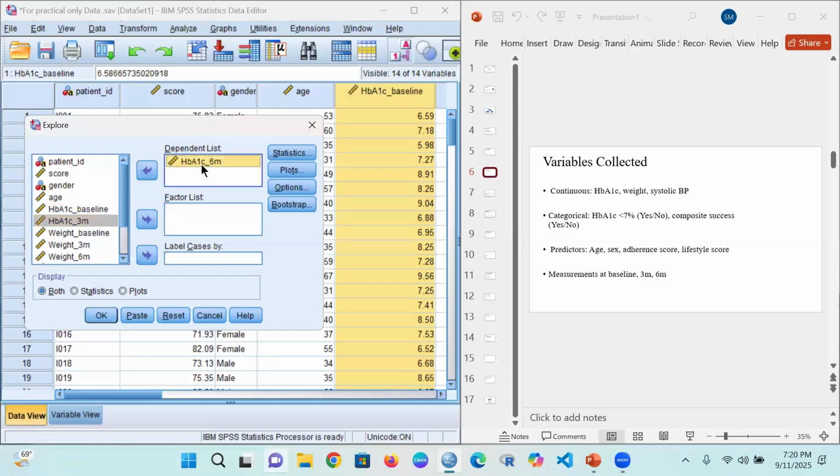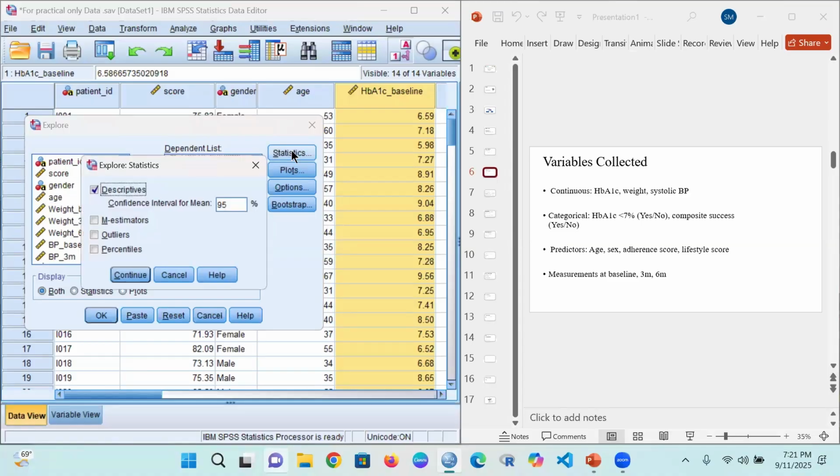We want to explore our data. I want to explore the HbA1c at baseline, 3 months and 6 months. I want to know whether the data collected was normally distributed, so that we know this data fits the parametric analysis that we are going to conduct. So I load my data into the dependent list: the HbA1c baseline, the HbA1c at 3 months, and the HbA1c at 6 months.